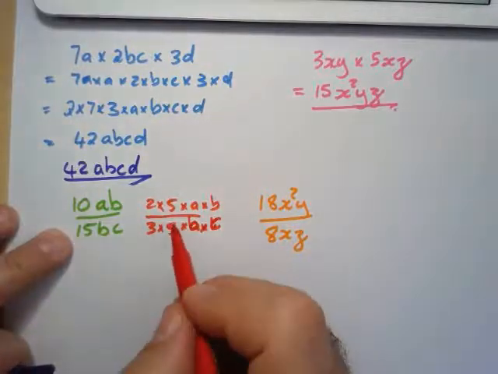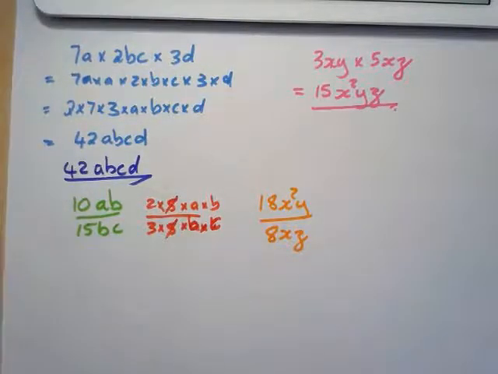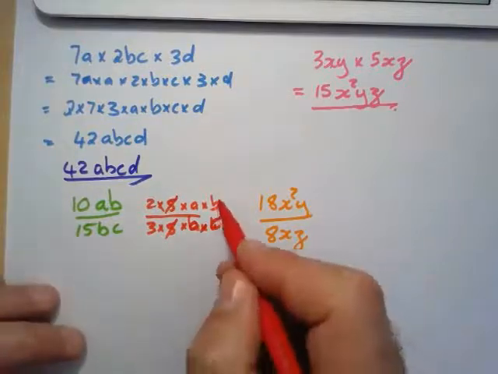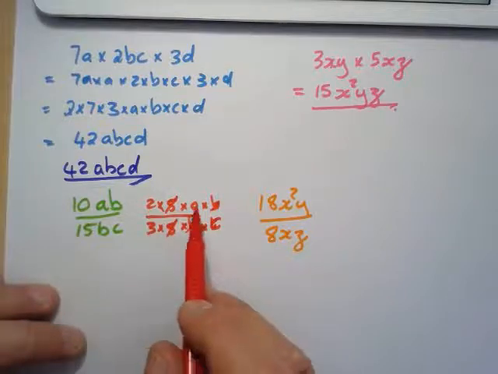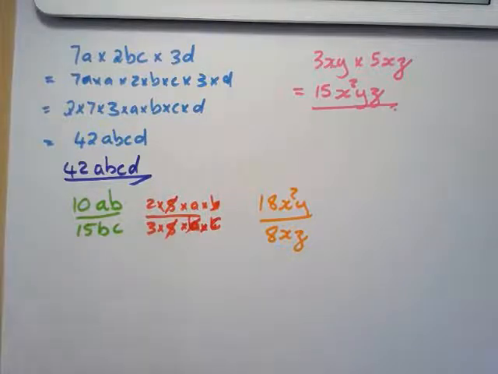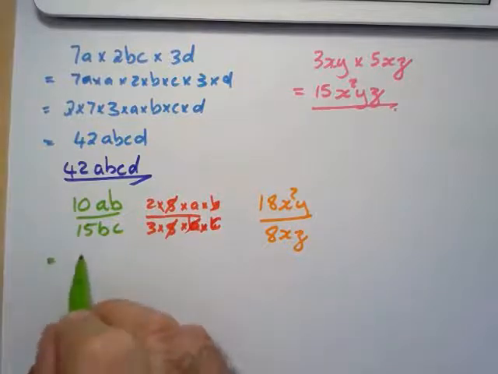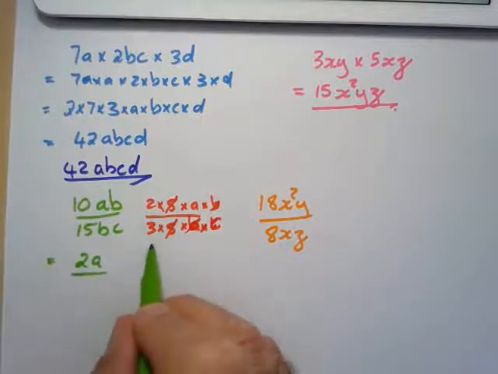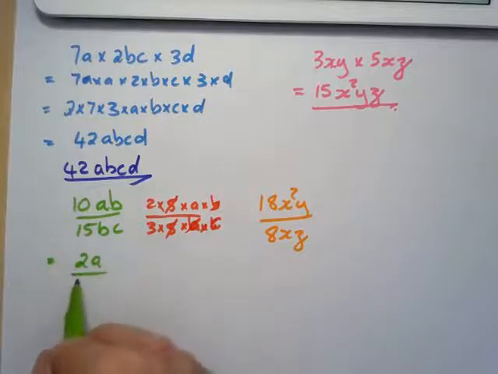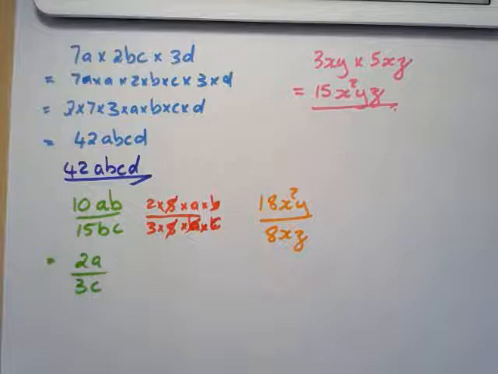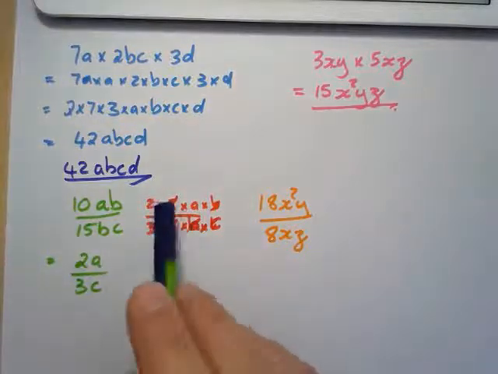Okay, and what happens now is this 5 divided by 5 is 1. And this b divided by b is 1. And therefore I can say my answer is 2 times a is 2a divided by 3. And there's a c left there, so 3c. And that is simplified form. Okay, this is the thinking process.